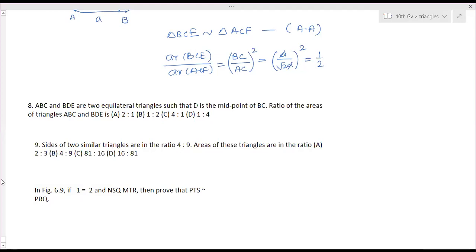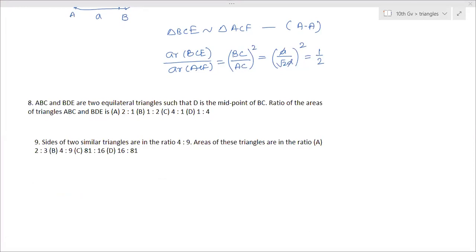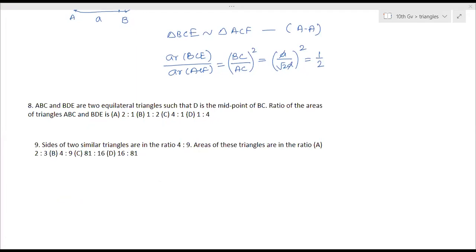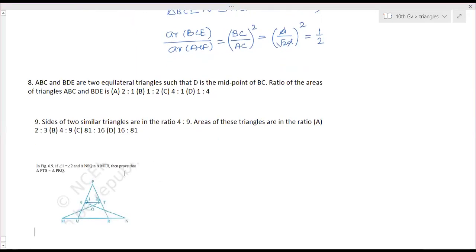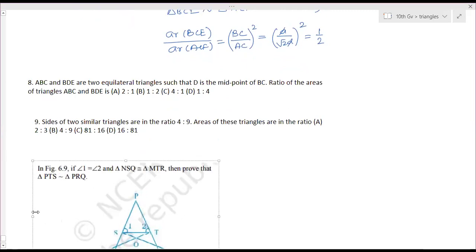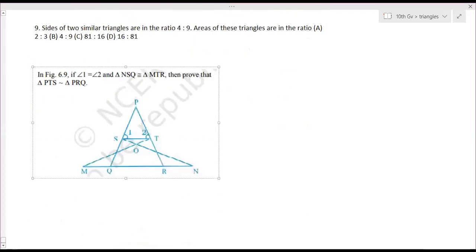This is an extra and very important question. They've asked this question multiple times. School also asked, every school has asked this question.